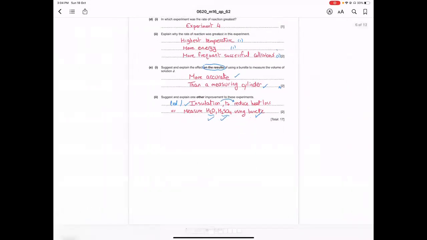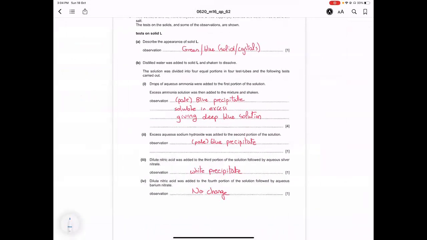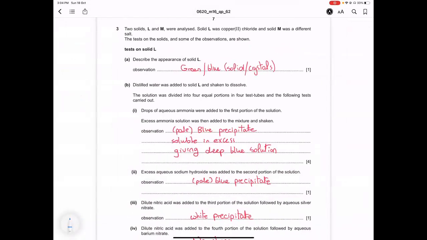Okay. Cations and anions. Question 3. Solids L and M were analyzed. Solid L was copper chloride, and solid M was a different salt. So what is the color of copper chloride? The color of copper chloride is green, also blue is accepted in the mark scheme.